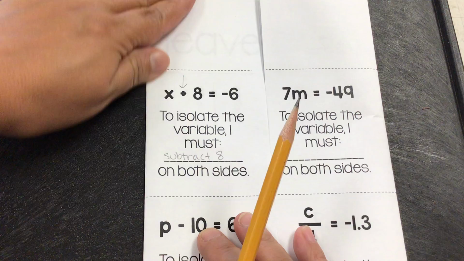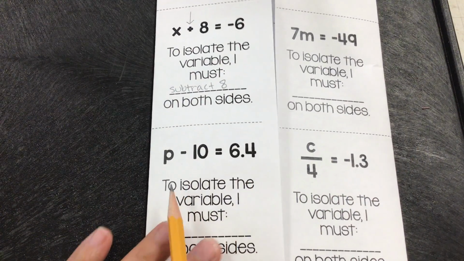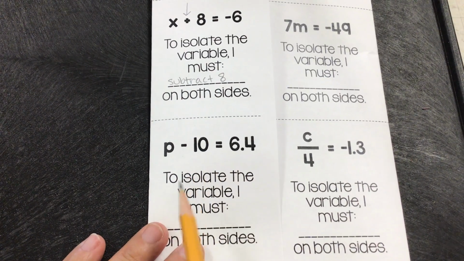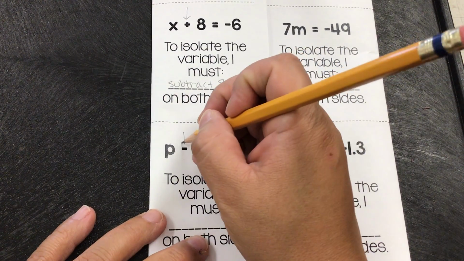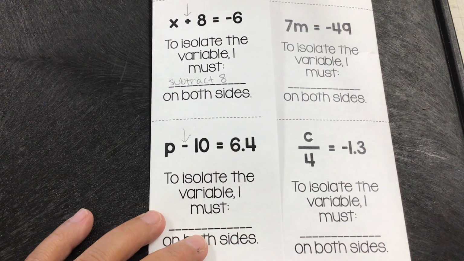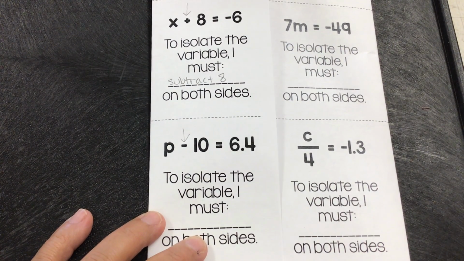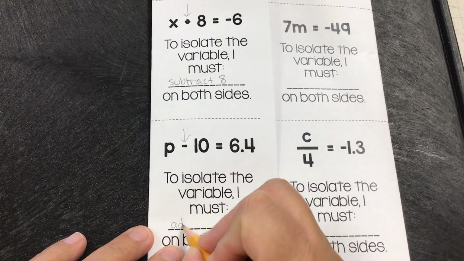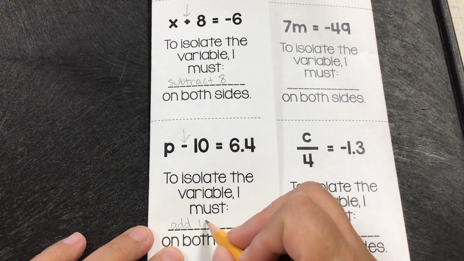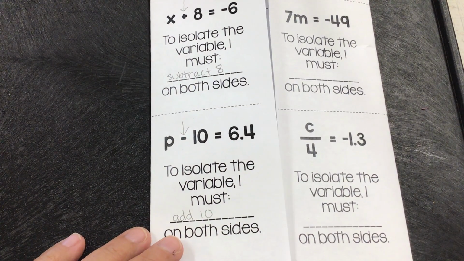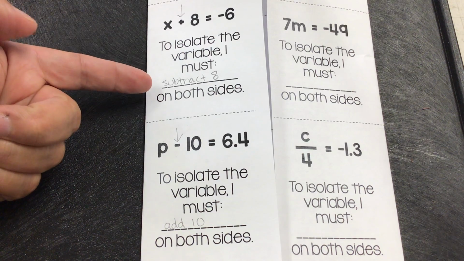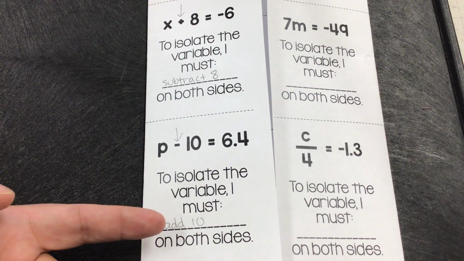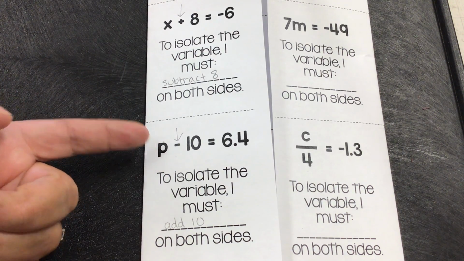Well, let's fold it back up. Let's go to this one. It says P minus 10 is equal to 6.4. We have to identify what operation's being done first, and that is subtraction. So to isolate the variable, I must add 10 to both sides. Subtraction is the opposite of addition, and addition is the opposite of subtraction.